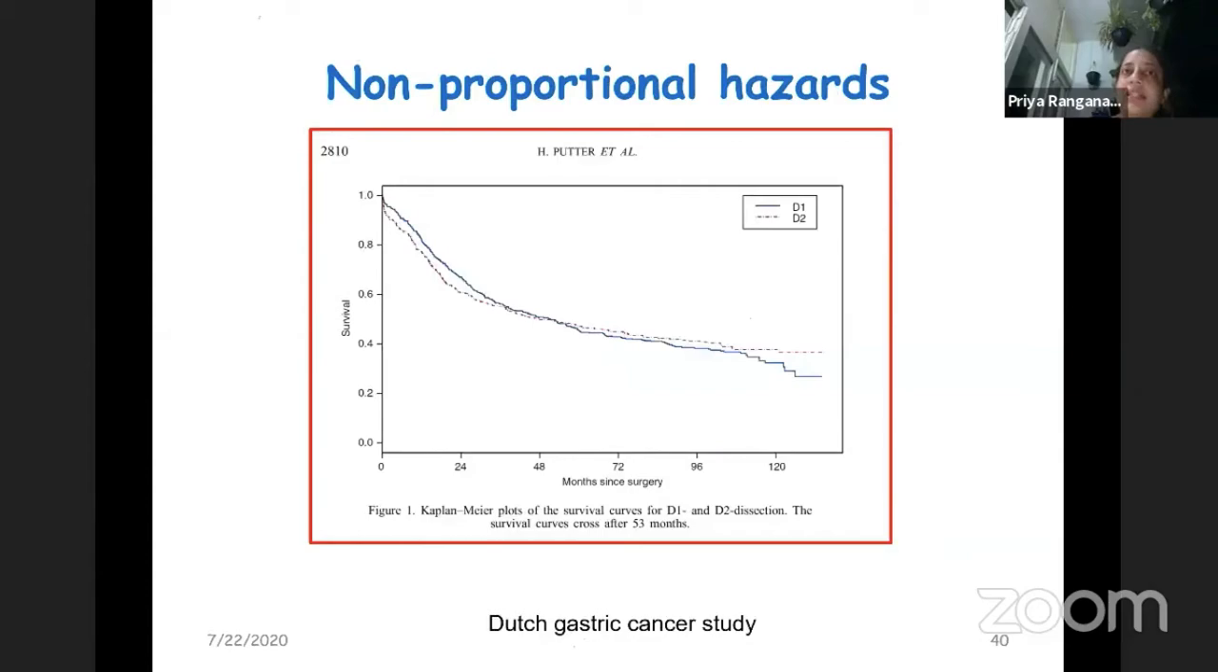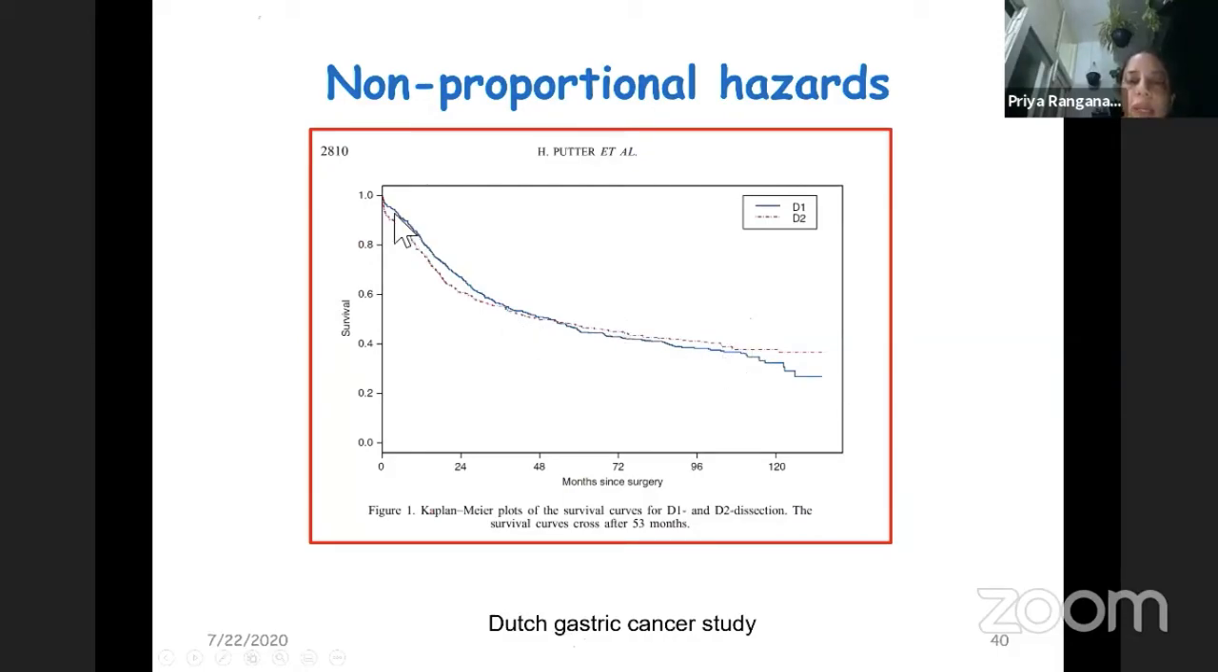This was from a Dutch gastric cancer study. I can't remember what the two arms were. I think it was D1 versus D2 dissection. You can see that one arm initially had a worse outcome. So here, this blue is having a better survival as compared to the red, right? And at some time point, it crosses over. And now actually red starts doing better than blue.